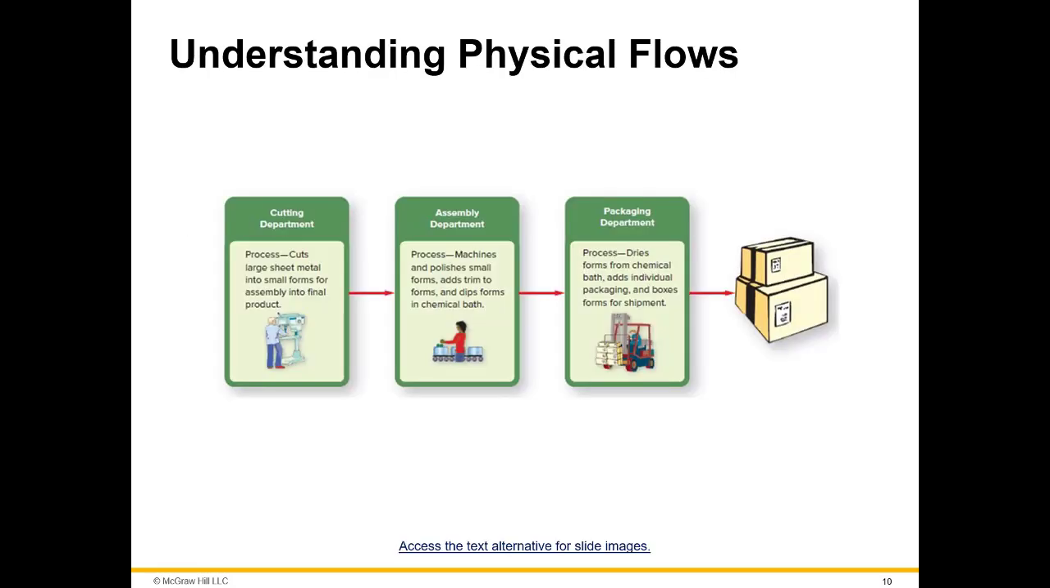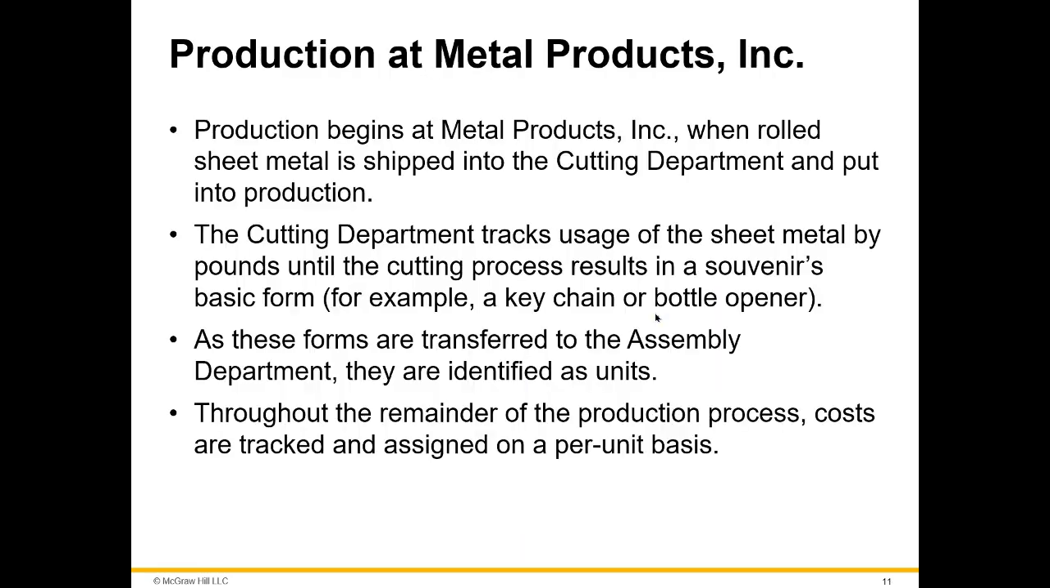Next, we need to understand the physical flow. If this were a product, they're going to cut first, then assemble, then package. So maybe it's large metal, but instead of a really long roll of this, they're going to cut it into manageable size. They're going to polish, trim, and dip into a chemical bath. And then finally, the process would be to package. So we can see what this might look like.